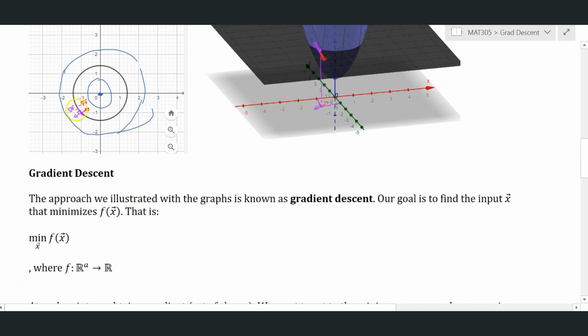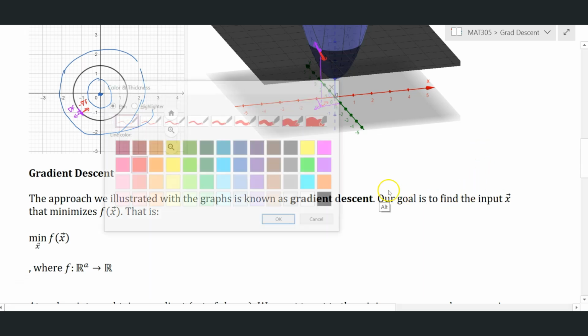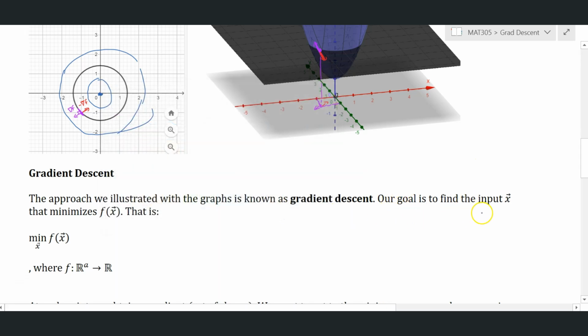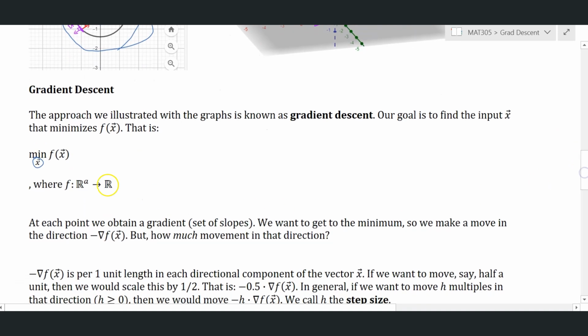Okay, this process of moving in the direction opposite the gradient is called gradient descent. For a good reason, right? We're descending the curve by moving in the direction opposite the gradient. Okay, let's formalize this a little bit. Our goal is to find the input vector x that minimizes f of x. That is, find the minimum of f of x, this is what we're minimizing, right? We're finding the value of x that minimizes f of x. This is the notation that we typically use.